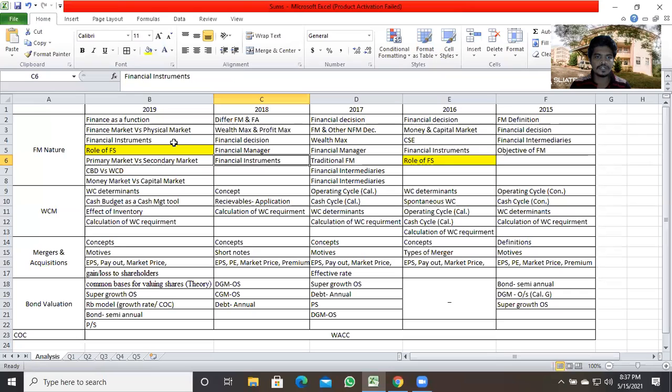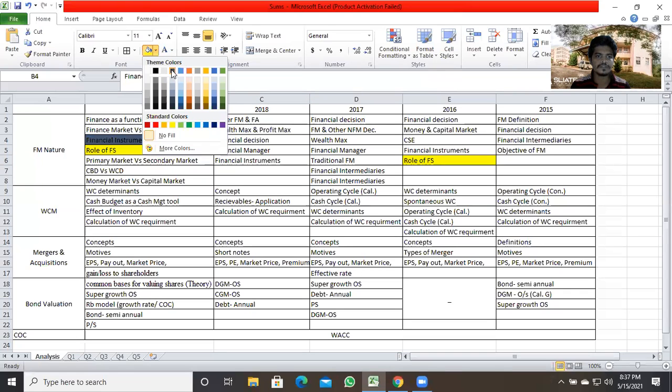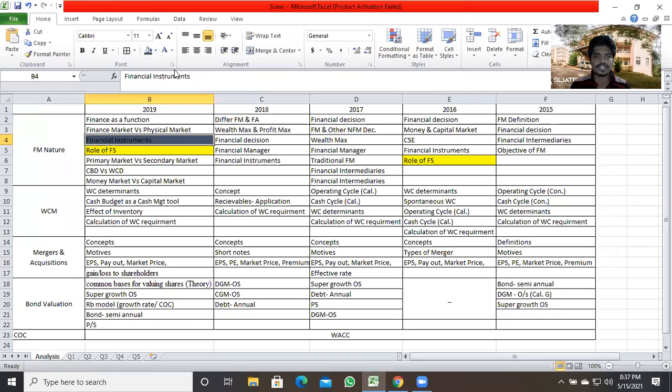See here, regarding financial instruments basics, it was asked in 2019, in 2018, and then in 2016. In 2015, it asked about financial intermediaries, not financial instruments. So you can predict. So please do this.